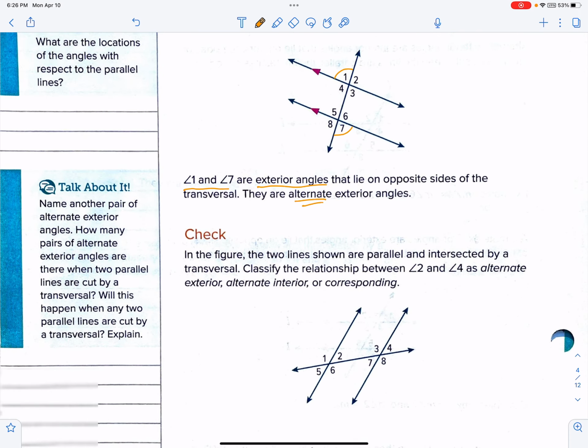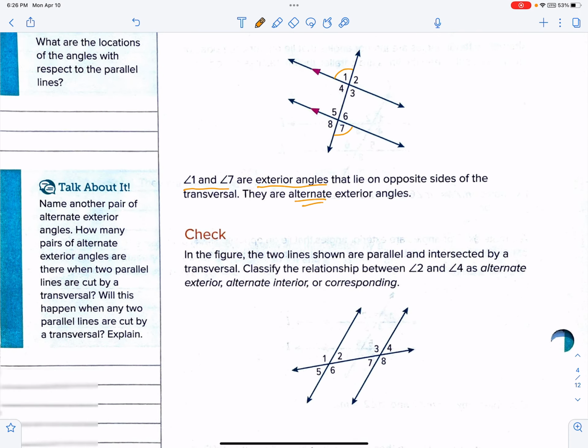Good. Okay. Since I know that this is now 80 degrees, because these are supplementary, they're on a straight line with each other, we know they have to equal 180 degrees, which tells me that angle 3 is 100 degrees. And there we go. We solved the problem.